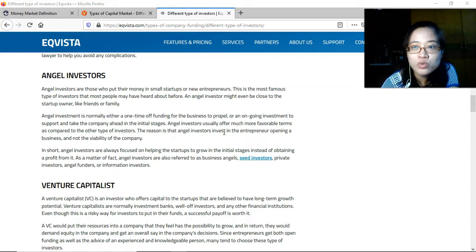Angel investors usually offer much more favorable terms as compared to other types of investors because, one, they do know how difficult it is to start a business. Secondly, they have experience as well, so they're much more lenient with regards to repayment terms. And then thirdly, they only provide investment to businesses or ideas that really have potential.